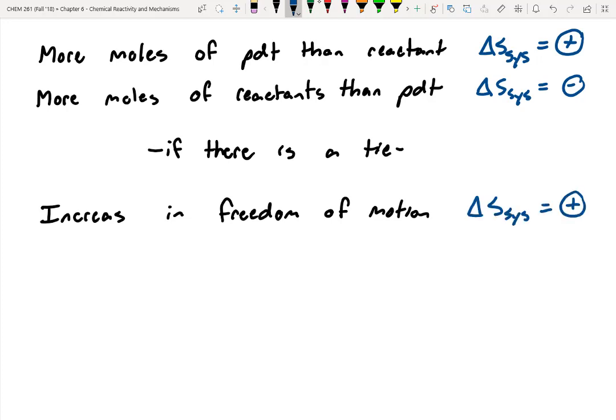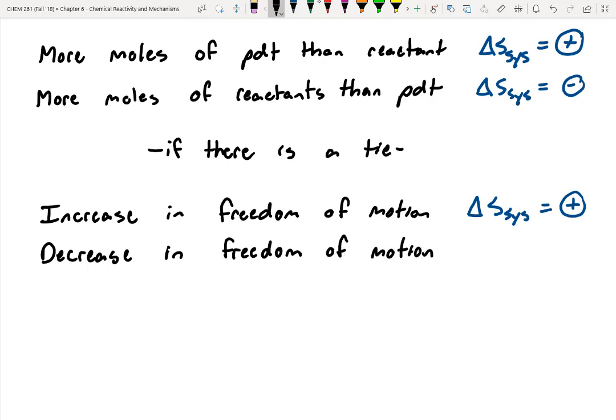And I'll show you an example of this. Oops, I forgot my E. But let's do this other one first. If you've got a decrease in freedom of motion, delta S of your system must be negative.